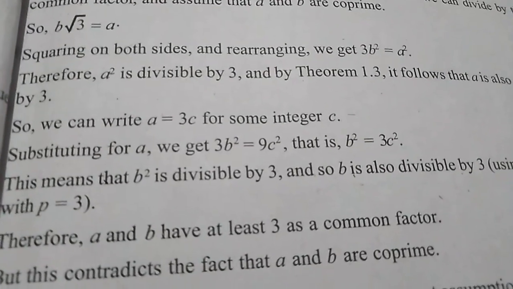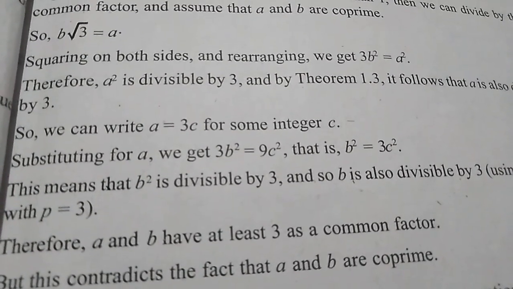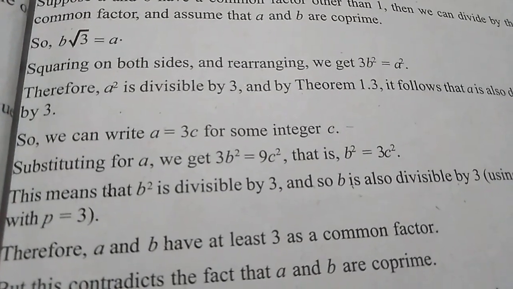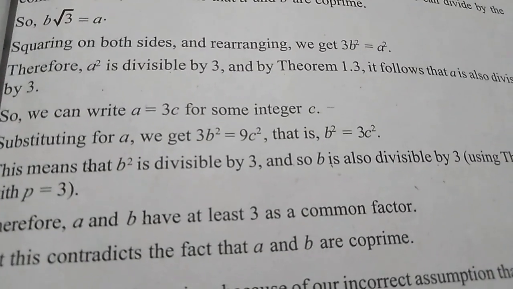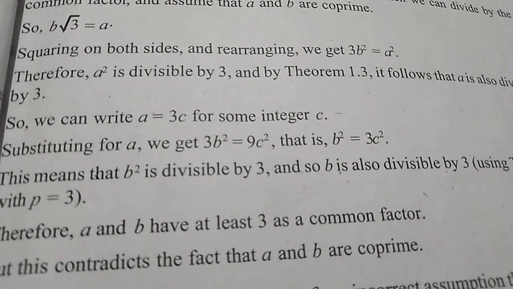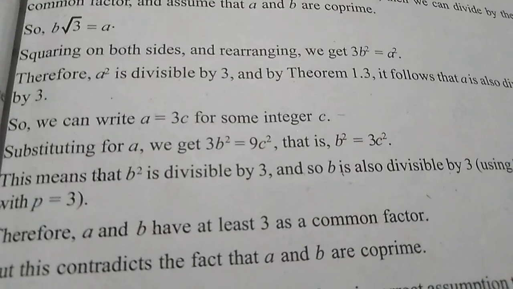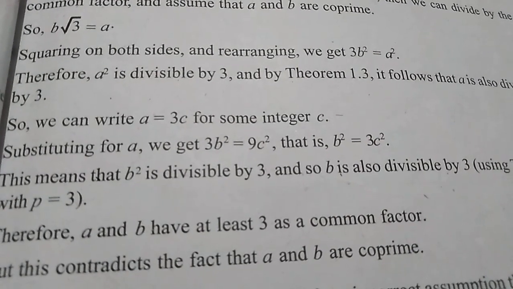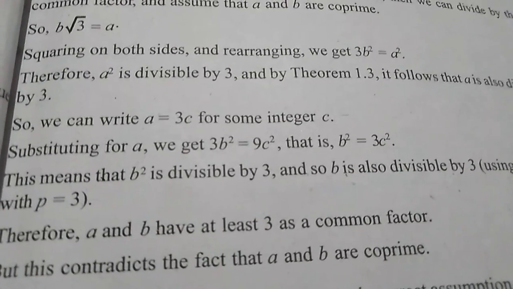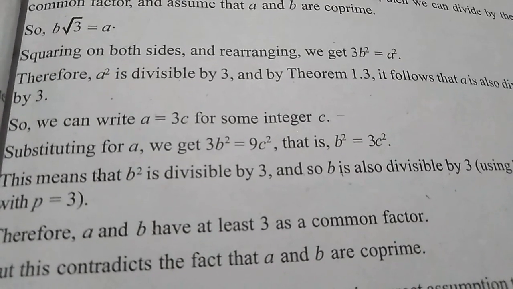Now we will substitute back the value of a as 3c. So 3b square will be equal to 3c whole square, that is 9c square. Now after dividing we get b square is equal to 3c square. Now this means that the RHS, 3c square, is a multiple of 3, that means it is divisible by 3, and b square is equal to that, so b square is also divisible by 3.